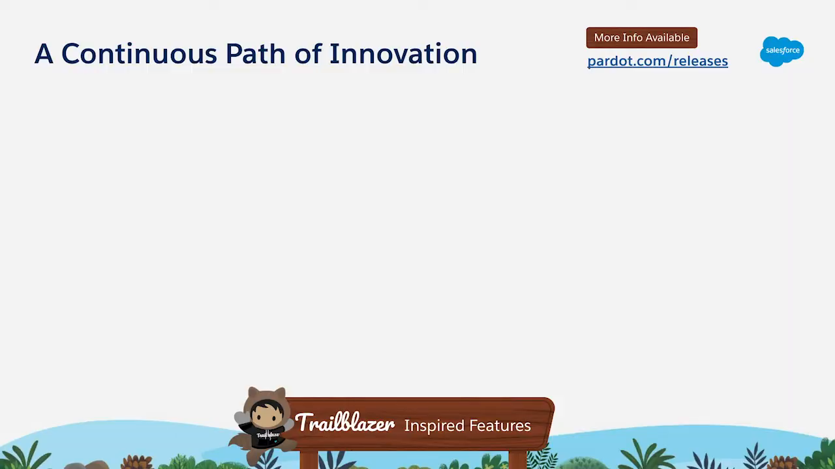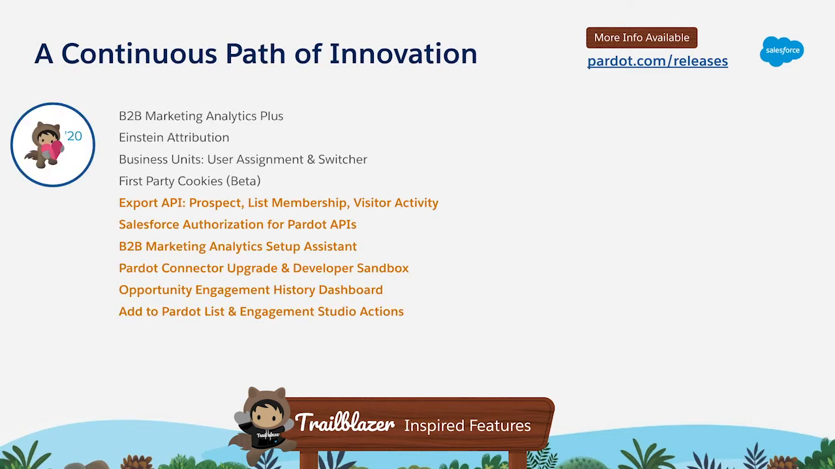One of the things that makes being a Pardot product manager so fulfilling is the inspiration we get from all of you to help drive our innovation. We delivered a ton of new features in the past year, many of which came directly from the community. Our Summer 20 release was packed with community-requested features such as Salesforce authorization for Pardot APIs and the Opportunity Engagement History dashboard.